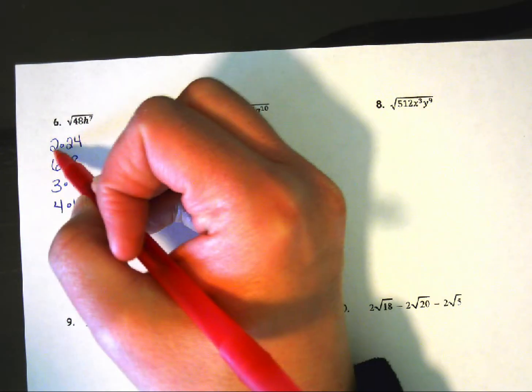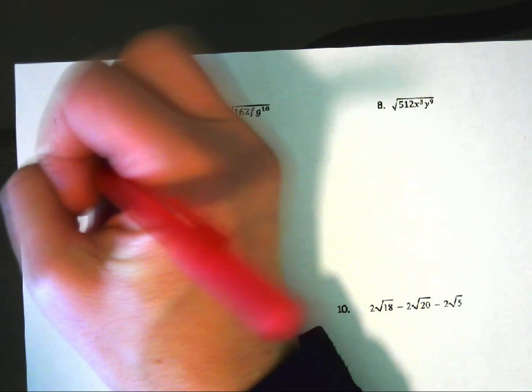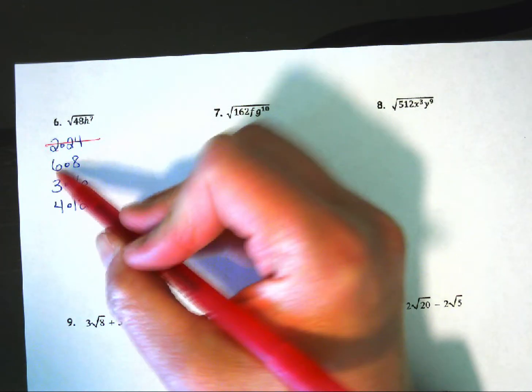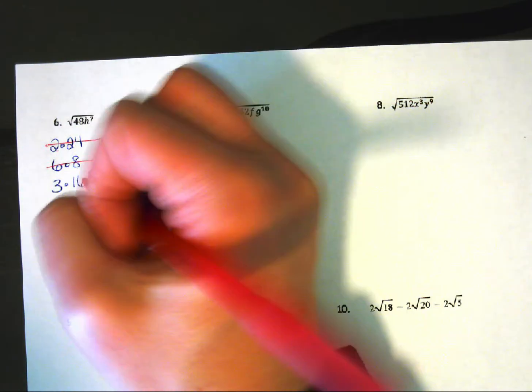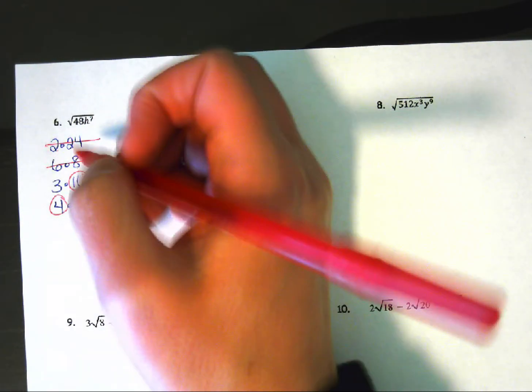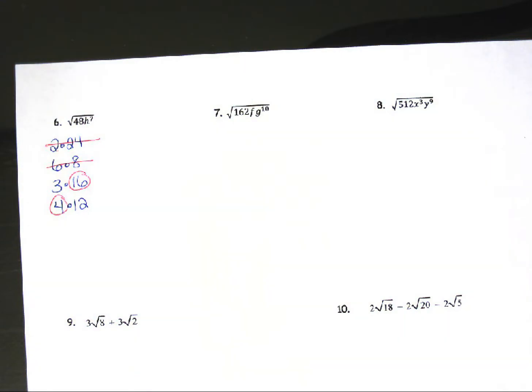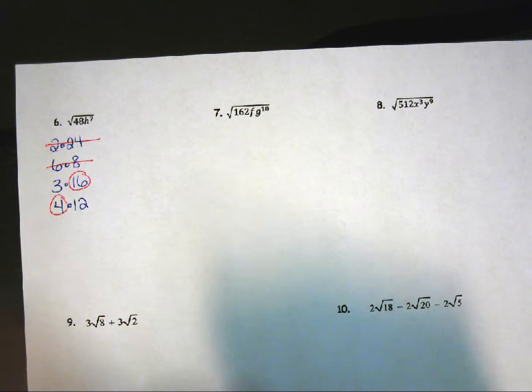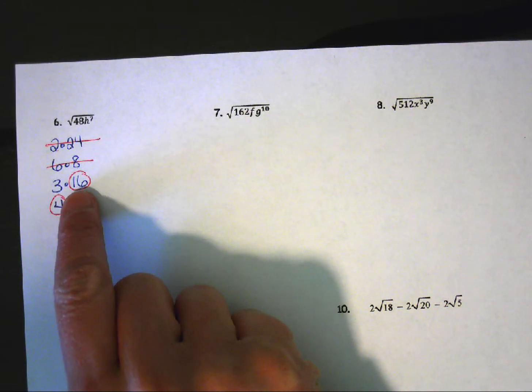Neither one of these two is perfect, so we can get rid of this option. This one is also not perfect, so we can get rid of this option. We've got a perfect here, and we have a perfect here. So now the question falls to which one do you use? And if I could tell you, you always go with the larger perfect.